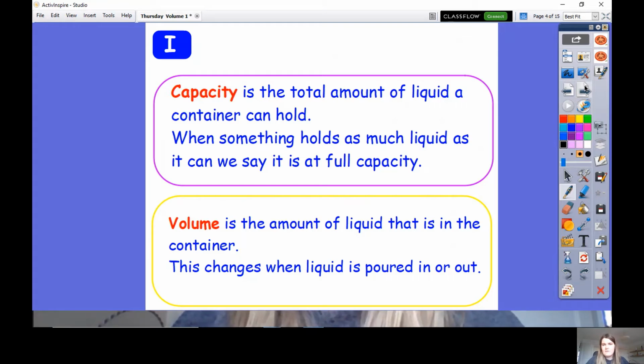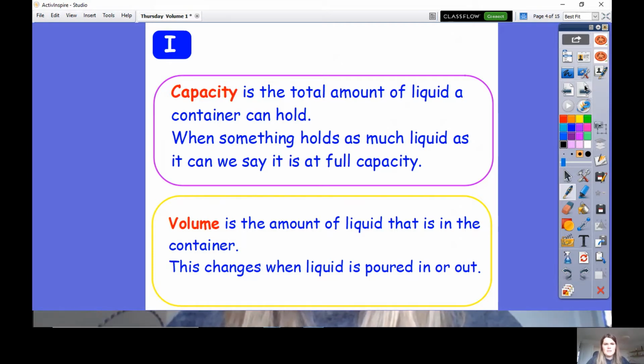Now, different objects have different capacities. If we were comparing different capacities, we could compare the size of a pool and how much it can contain of water to a cup of water. Now we could say that the pool has a greater capacity because there is far more space for the water to be than if it was in a cup. They both would have a full volume if they were both full, but their capacity would be different.